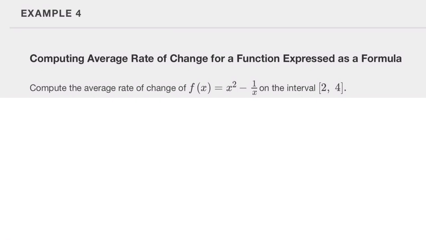I'll compute the average rate of change, all right? So average rate of change is just the slope between 2 points. So let me see, for instance, when x is 2, 4 minus a half.